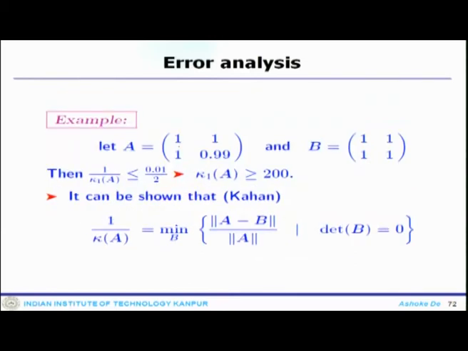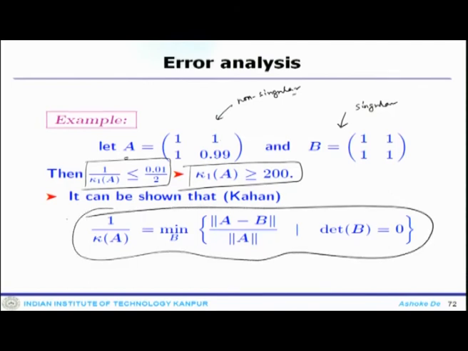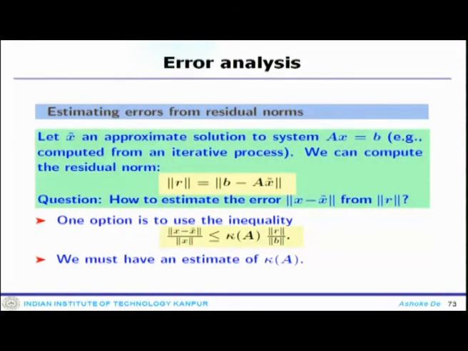Again, you take an example. Let us say A equals 1 1 1 1.99 and B has 1 1 1 1, so in this case it is singular, and this is a non-singular system. Then one has to show that 1 by condition number is less than that, or rather the condition number of A is greater than or equal to 200. So, you can show that this is the minimum of this and find out those numbers.